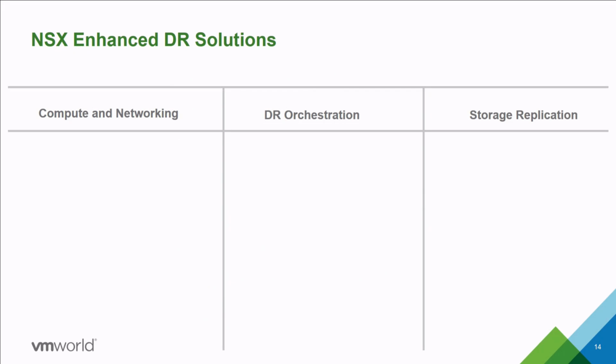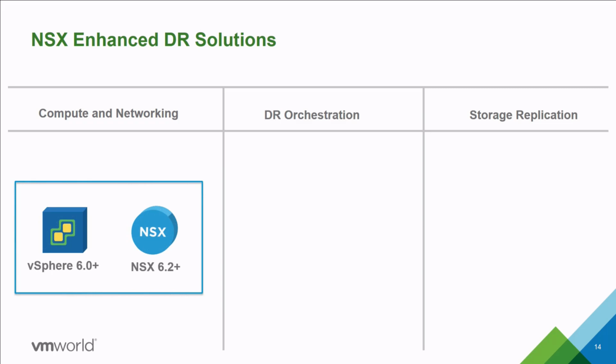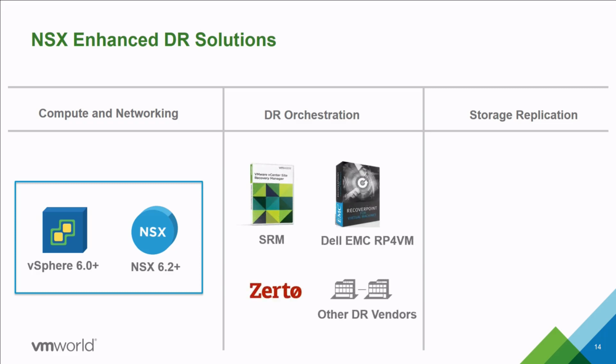So what do you need for this enhanced disaster recovery model with Cross vCenter NSX? Well, you need vSphere 6 because that's where you have the Cross vCenter vMotion functionality. You need NSX 6.2 because that's where we introduced Cross vCenter NSX for that consistent networking and security across vCenter domains. For your DR orchestration tool, we're agnostic to that. So it could be SRM, it could be RecoverPoint for VMs, Zerto, Veeam, or some other disaster recovery vendor.